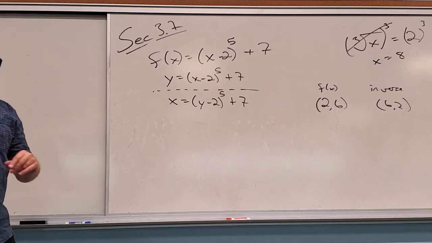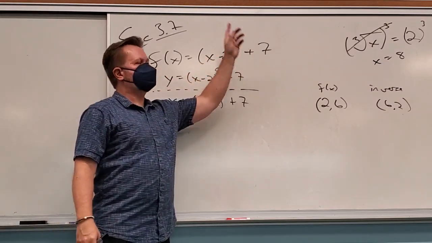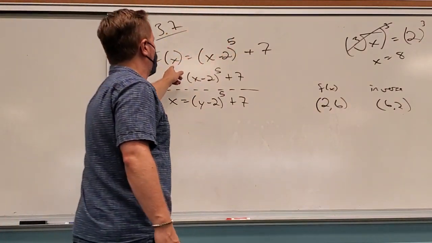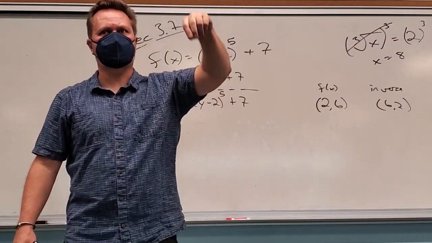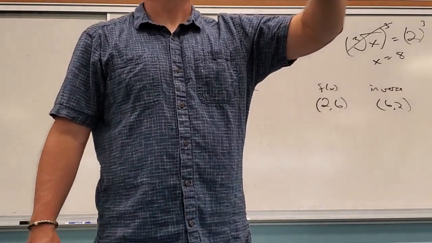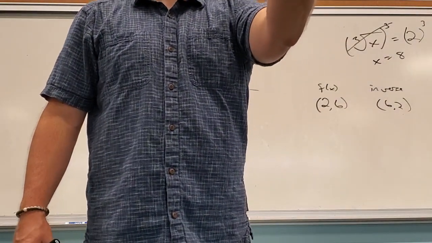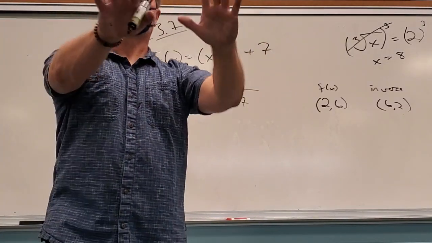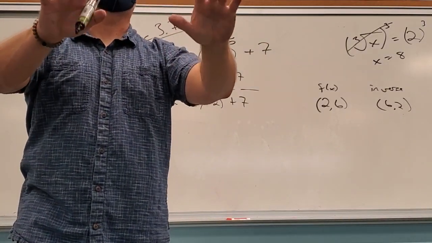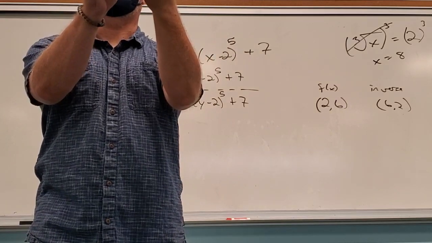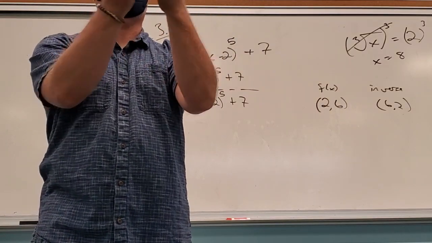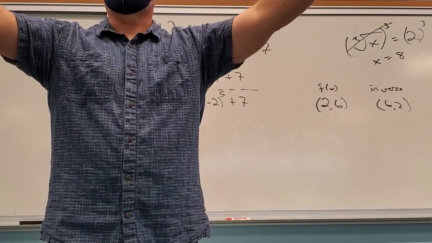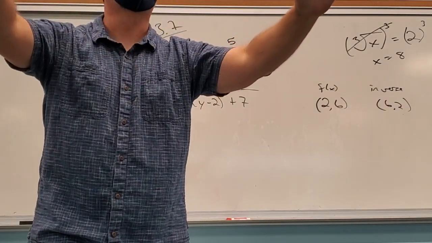Now let's see why this makes sense. This function, add 7. What should my inverse function do? This function raises to a 5th power. What should my inverse function do? 5th root. This function subtracts 2. At some point, what should my inverse function do? Add 2. So let this make all the sense. We saw earlier how points switch, x and y parts switch from a function to its inverse. And it just makes sense.